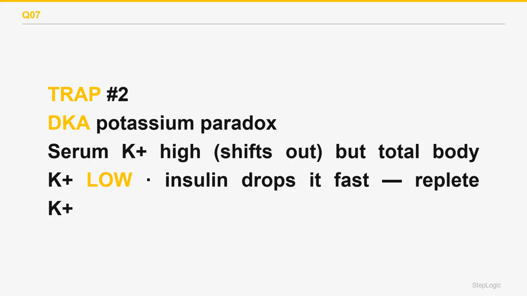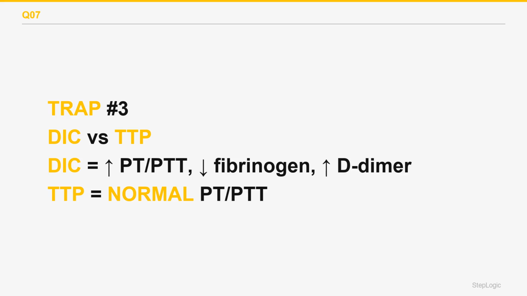Trap 2. The potassium paradox in DKA. The serum potassium reads high from the transcellular shift, but total body potassium is depleted. The moment you give insulin, it crashes, so replete potassium during treatment. Trap 3. DIC versus TTP. Both have schistocytes and low platelets. DIC consumes clotting factors, so PT and PTT are prolonged and fibrinogen is low. TTP has normal coagulation times.